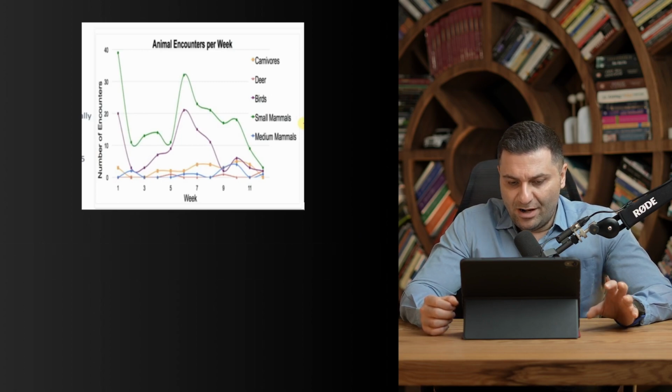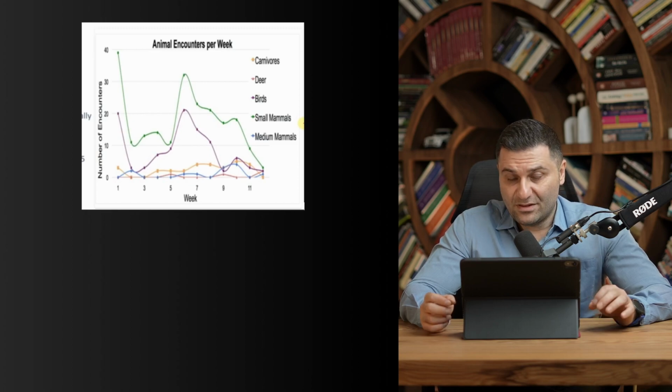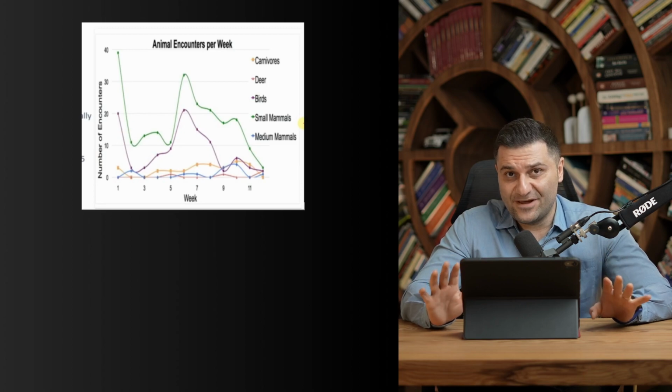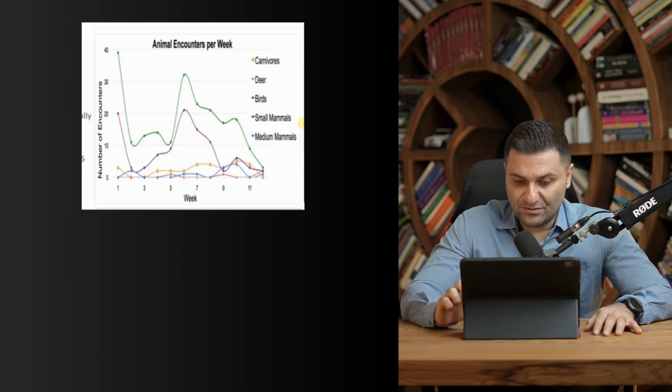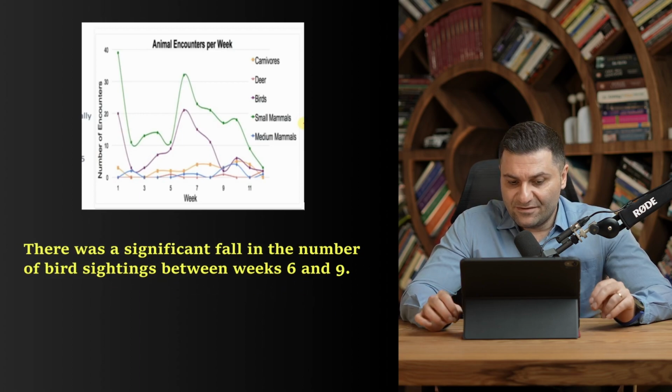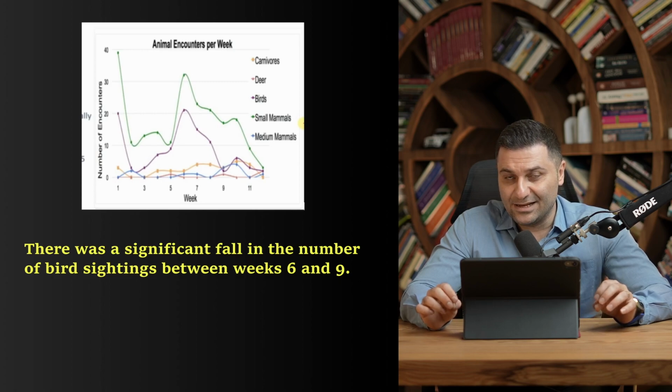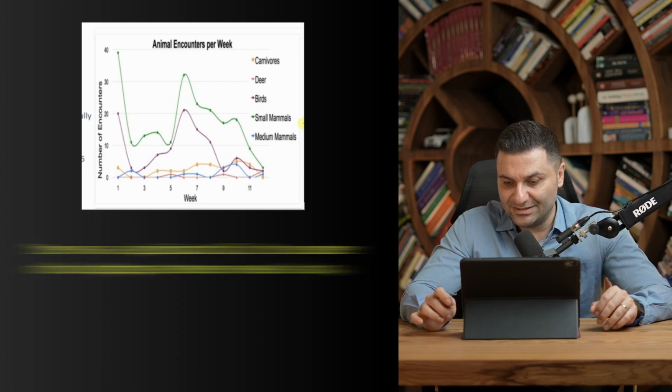Now let's work on bird sightings. As you can see, birds are purple, and between weeks 6 and 9, there was a drop. But the drop was not very large, so we can use significant. There was a significant fall in the number of bird sightings between weeks 6 and 9. That was significant.